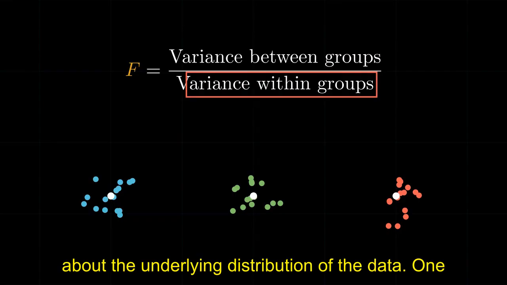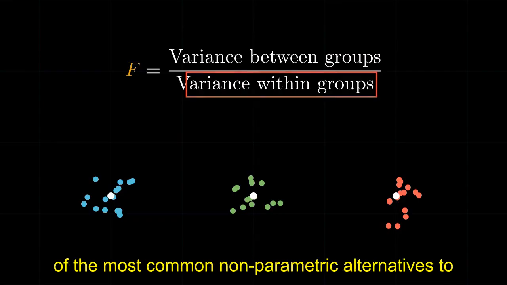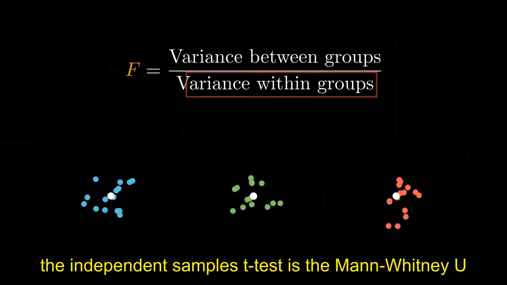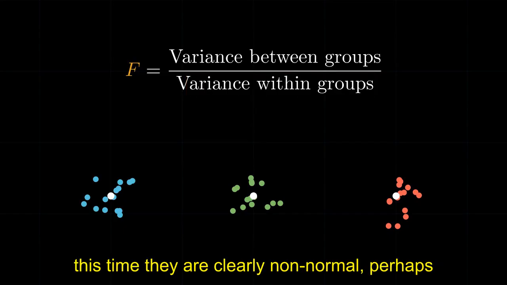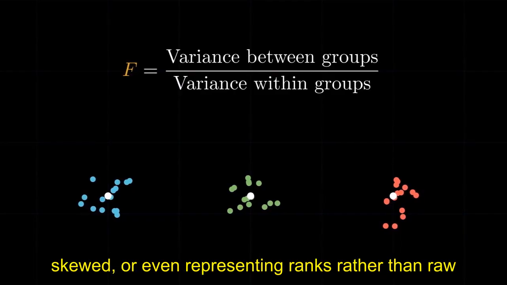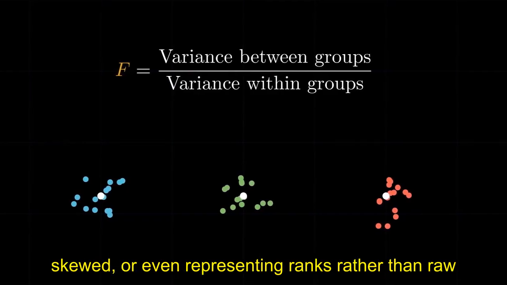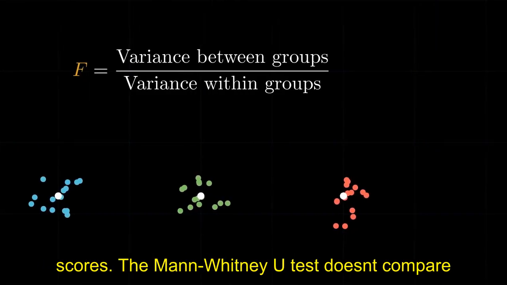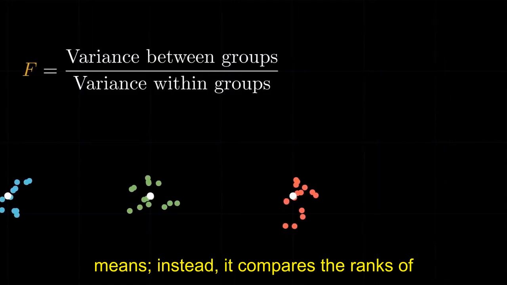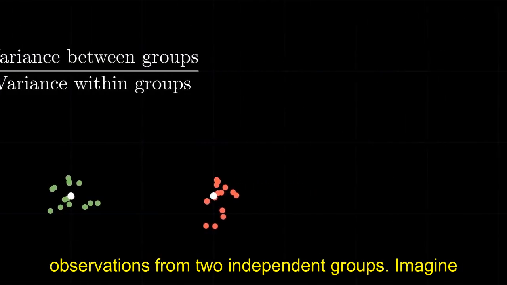One of the most common non-parametric alternatives to the independent samples t-test is the Mann-Whitney U test. On screen, show two distributions again, but this time they are clearly non-normal, perhaps skewed, or even representing ranks rather than raw scores. The Mann-Whitney U test doesn't compare means. Instead, it compares the ranks of observations from two independent groups.